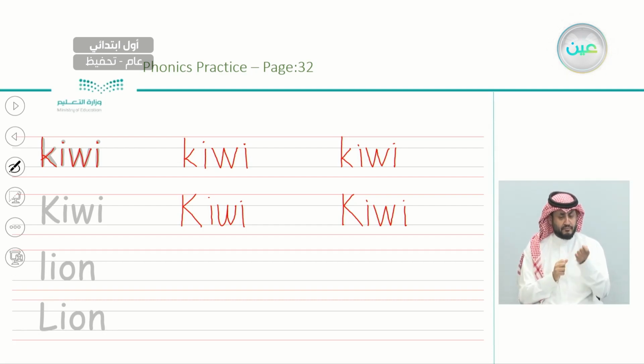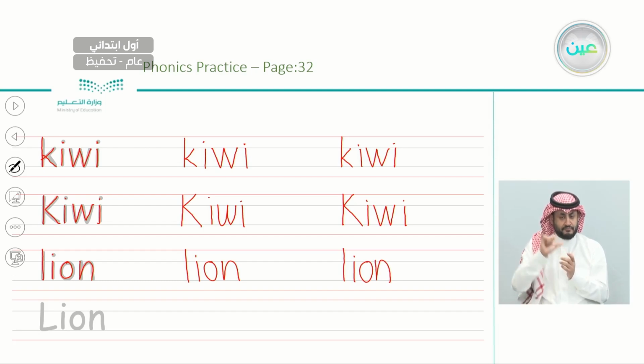Let's trace kiwi again here. Okay, like this. Let's trace lion. L like this, I, O, N. L starts from number 1. Again, L, I, O, then N. Last time here, L, I, O, and N. So this is lion. Now lion, but with capital L.